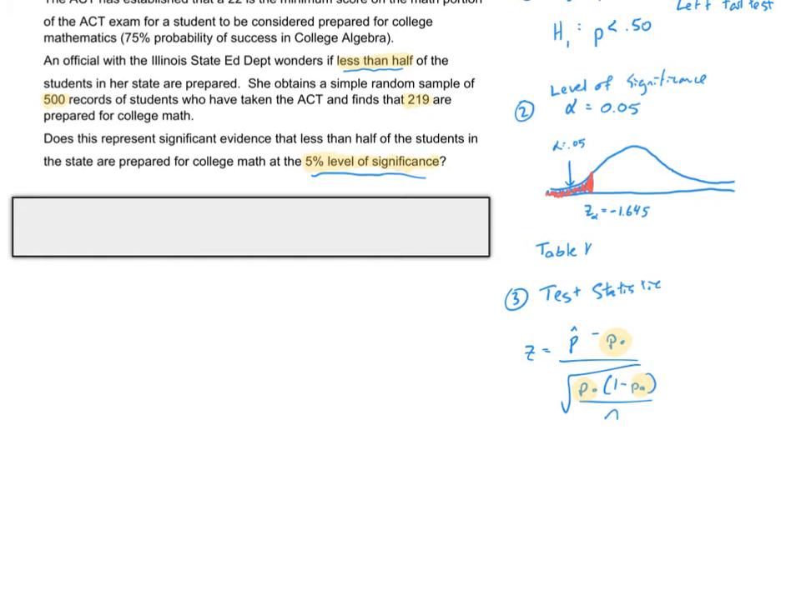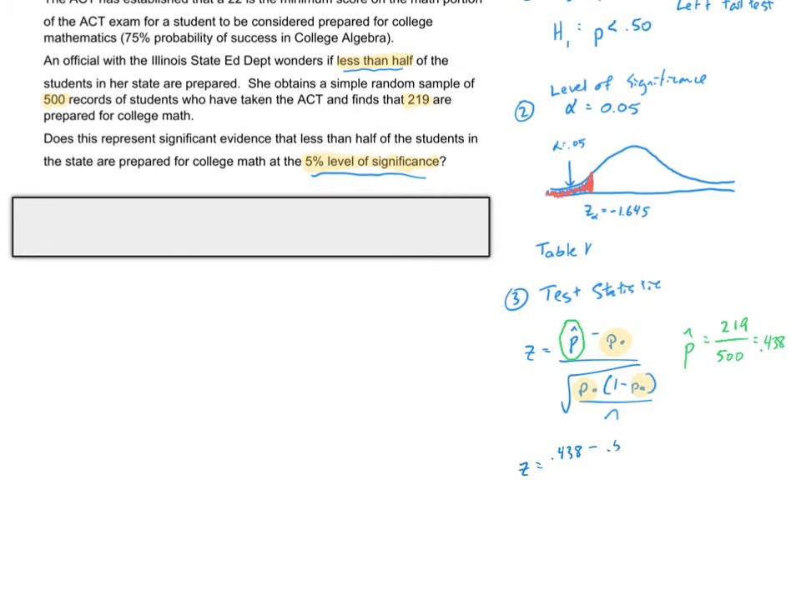The only thing that we don't yet have is p hat, the sample proportion, and that is our 219 that are prepared for college math out of 500 in the sample, and 219 divided by 500 is 0.438, and that's what goes right there. So I'm going to substitute in here and then use my calculator.